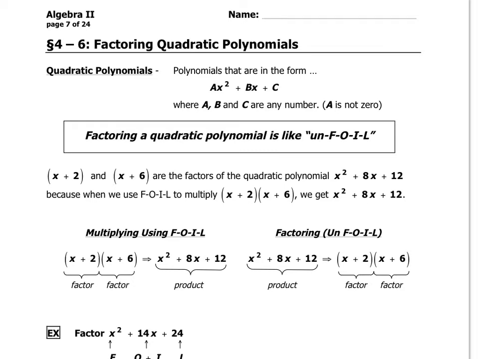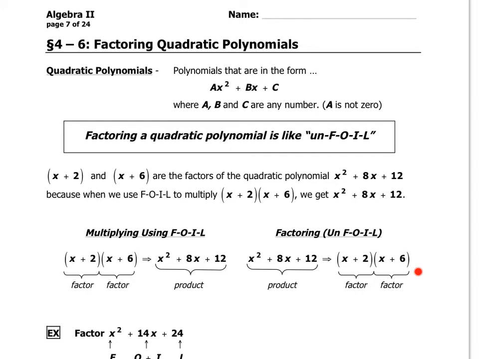If you take a look a little further down on the page, you'll see what we call two factors, x plus 2 and x plus 6. Those are binomial factors. If you use FOIL to multiply these, like I know you know how to do, you'll get the trinomial x squared plus 8x plus 12. This is a quadratic trinomial. What we're going to be doing today is starting with the trinomial and figuring out what two binomials it came from.